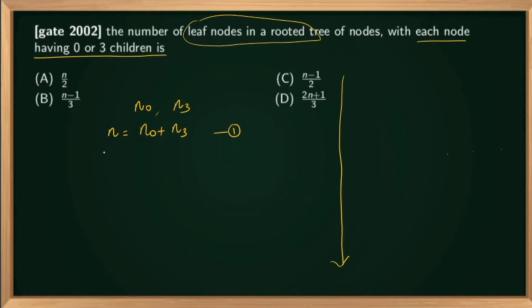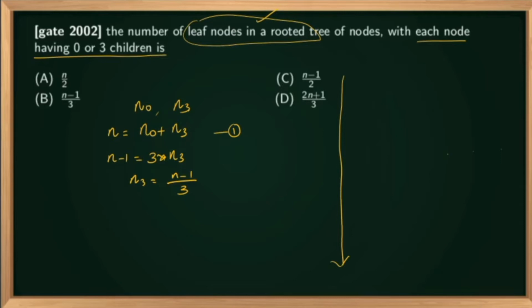And I also know that n minus 1 is the number of edges. A degree 0 node is not going to contribute anything, but a degree 3 node is going to contribute 3 edges. So I know n minus 1 will be equal to 3 times n3, right? So that means n3 should be equal to (n minus 1) by 3. Okay. So if you see, I want to find out the leaf nodes. That means I have to find out the value of n0 in terms of n. So in the final result, I don't need n3.